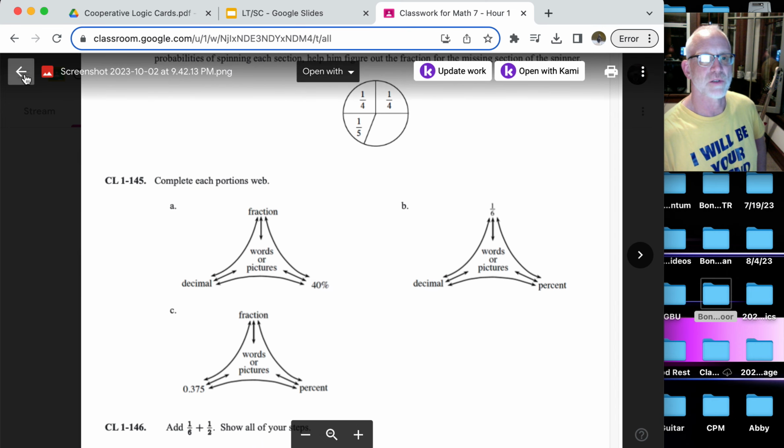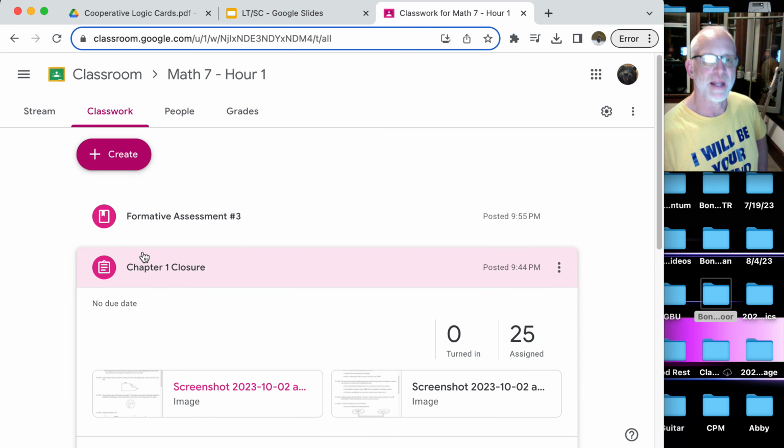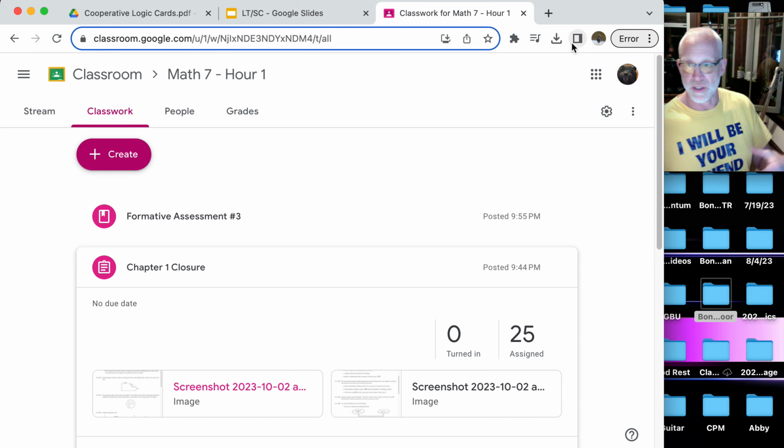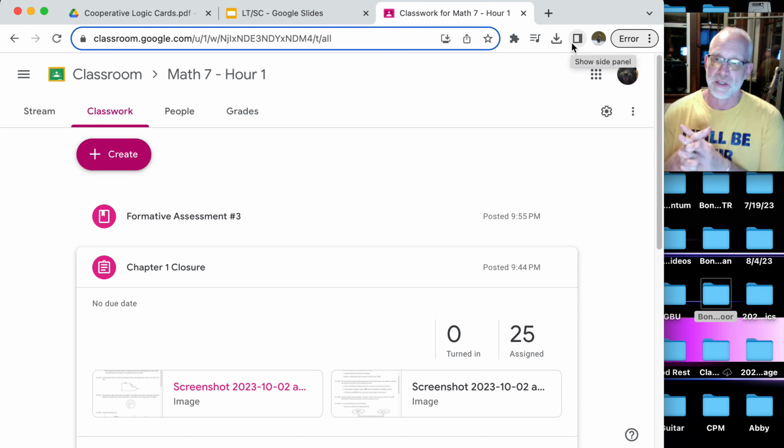Okay, that's the closure. And then after the closure, the next thing that we're going to do, if we get that far, is we're going to start working on the summative. Okay, so the closure is kind of like our review to find out what we need some more help with, and then kind of help you out, and then get you ready for the summative.